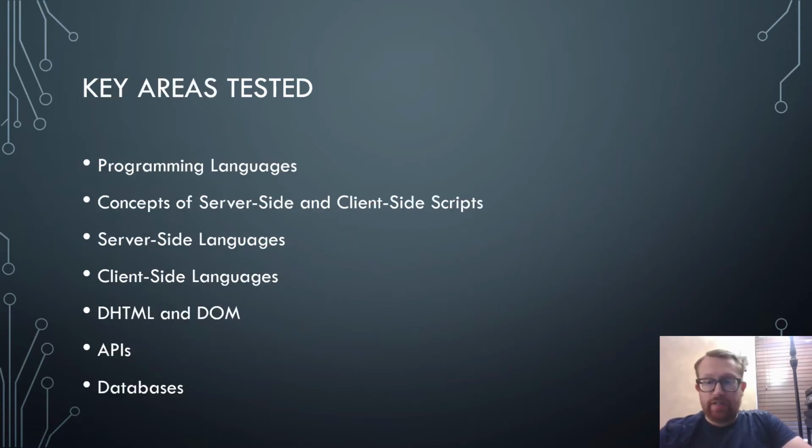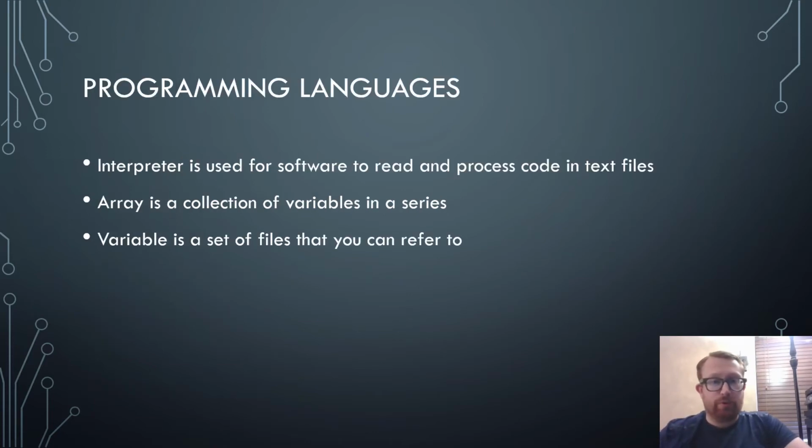So quickly, the key areas tested in this exam: the programming languages, some of the vocabulary terms that we talked about at the beginning of the unit, the concepts of server-side and client-side scripts, just in general, what are the concepts of them, server-side languages and client-side languages, the difference between the two of them, and what each one does is what will be tested here, as well as some of the types of server-side languages. Remember, we talked a lot about the different types. There's quite a few. DHTML and the DOM model, and APIs and databases will also be covered on this exam as well.